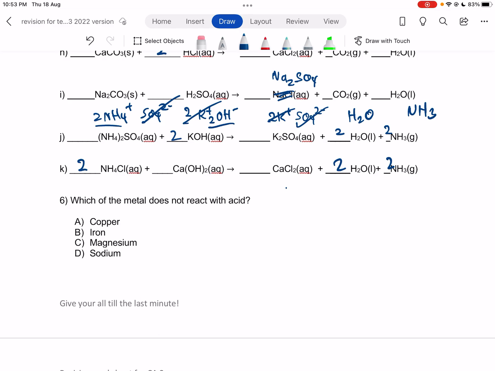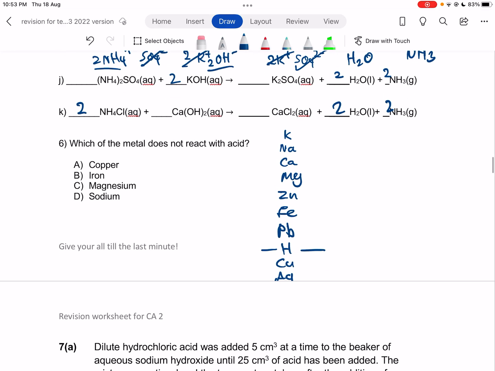This one you have to recall your reactivity series. I'm writing chemical symbols. I hope you understand them. Copper, silver. So basically what happens is this. Those above hydrogen will react with acid. Hydrogen is not a metal, just there as a reference point. Then these two, we call them unreactive metals. They do not react with acid.